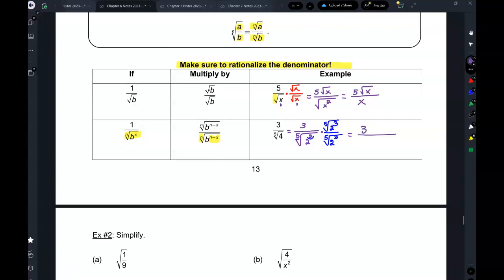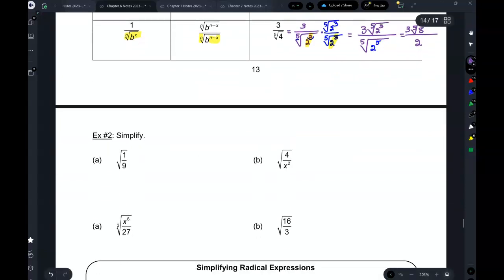In the numerator, I have 3, 5th root of 2 cubed. In the denominator, I have 5th root of 2 2's here, 3 2's there, total of 5 2's. So now, this is 3, 5th root of 8, 2 cubed, over all this comes out as a single 2. Okay, so let's do another one here.